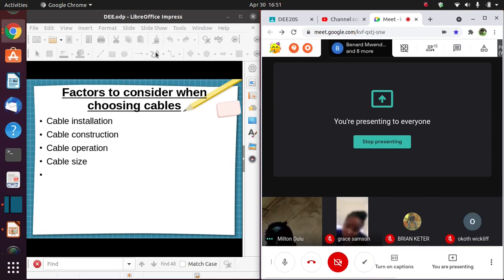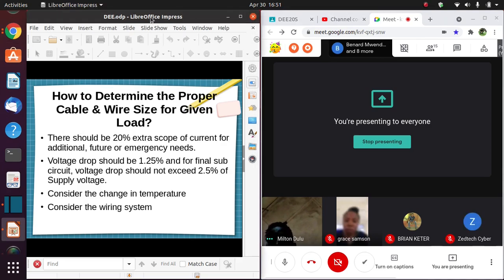Now, under the size of cable, as I've said, this is usually ni topic kubwa, because you have to calculate. Now, there are some rules you have to consider when you're doing these calculations. When you're choosing the size of cable, you have to add 20%, even up to 50% of the total size. Why? You have to take into consideration future expansion needs. You have to take into consideration emergency needs.